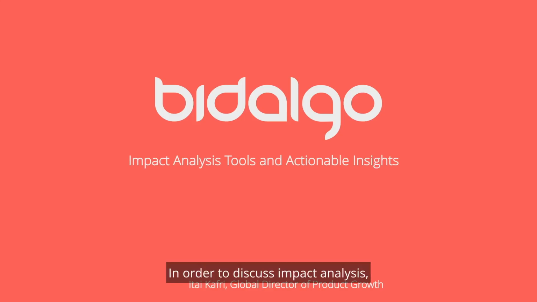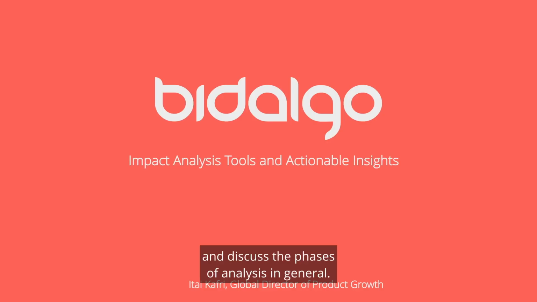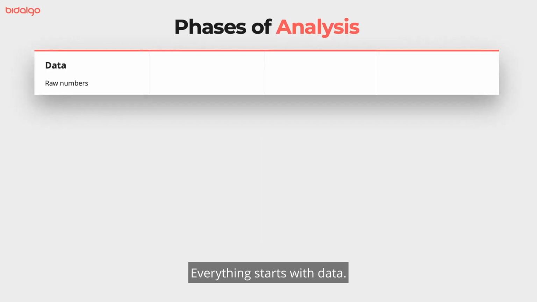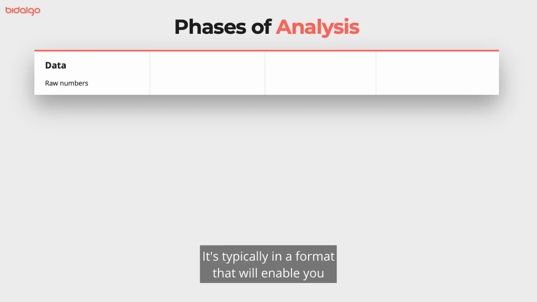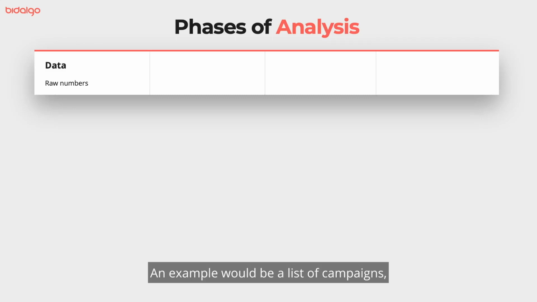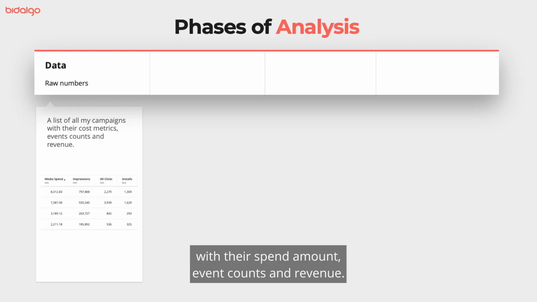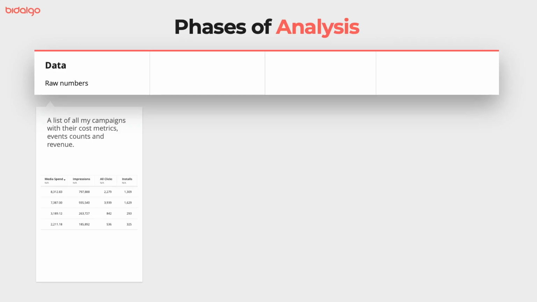In order to discuss impact analysis, we need to take a step backwards and discuss the phases of analysis in general. Everything starts with data. This is the raw numbers that you will find in grids, tables, databases. It's typically in a format that will enable you to pivot, filter, break down, calculate, etc. An example would be a list of campaigns with their spend amount, event counts, and revenue.